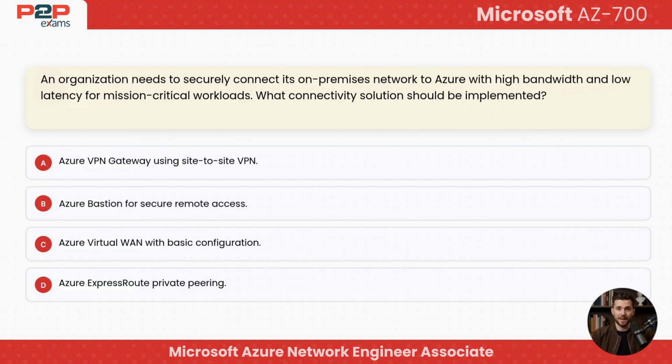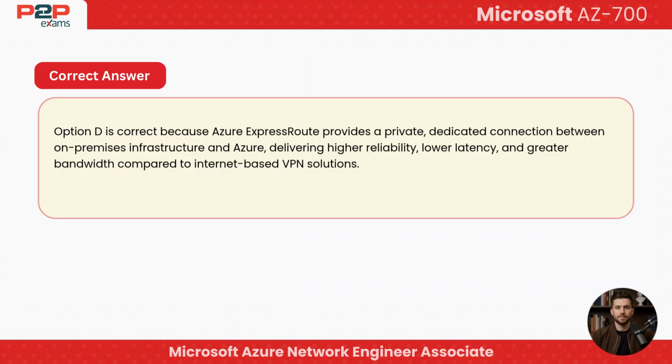Option A. Azure VPN Gateway using site-to-site VPN. Option B. Azure Bastion for secure remote access. Option C. Azure Virtual WAN with basic configuration. Option D. Azure ExpressRoute private peering.